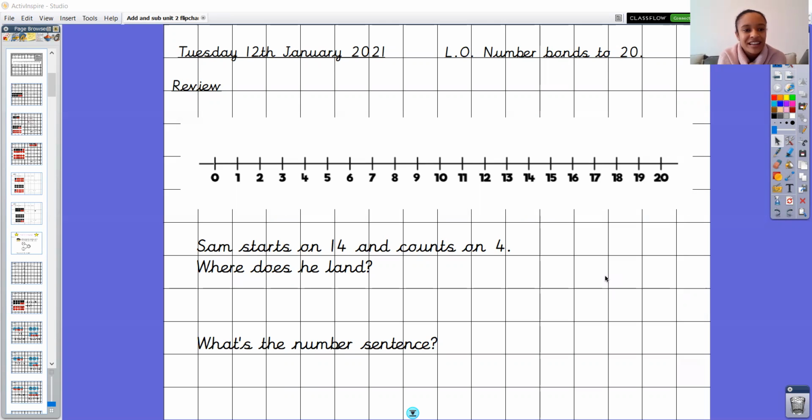So we're having a think today about number bonds to 20. But before we do that, let's have a little think about what we did yesterday. Yesterday we were thinking about adding by counting on, weren't we? Not counting, also counting on.